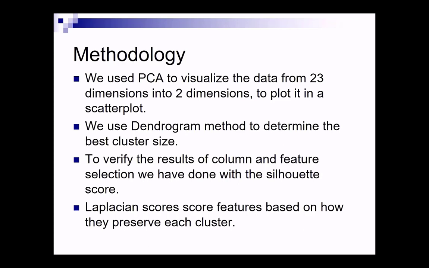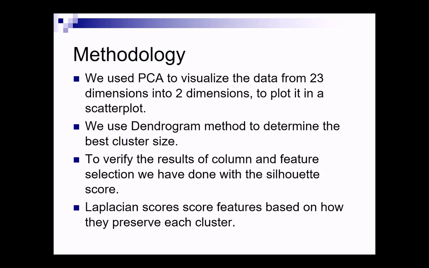Continuing to slide 6, we use PCA to visualize the data from 23 dimensions into 2 dimensions to plot it in a scatter plot. To verify the results of the column and feature selection we have done with the silhouette score, we use a method that focuses on identifying good and bad features in unsupervised data, named Laplacian score.